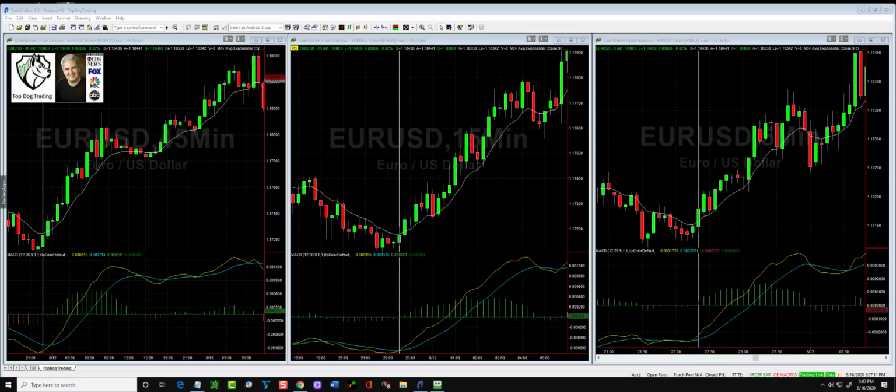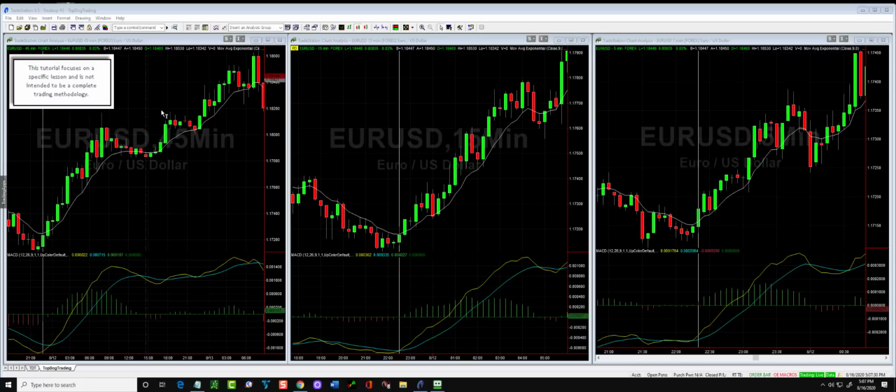I like to use 3 time frames, and you can use any 3 that you want. This is not about which time frames you should use, but just for your reference, I'm using a 5-minute chart, a 15-minute chart, and a 45-minute chart. So we'll refer to these as short-term, medium-term, and long-term.